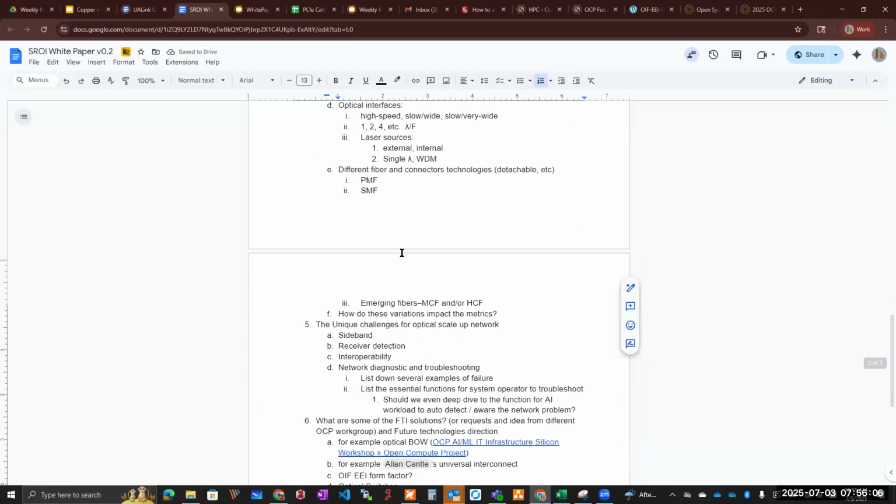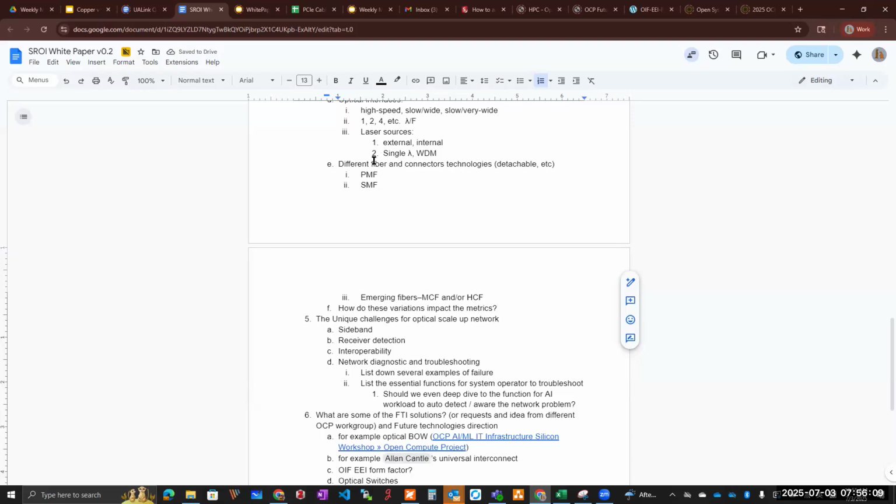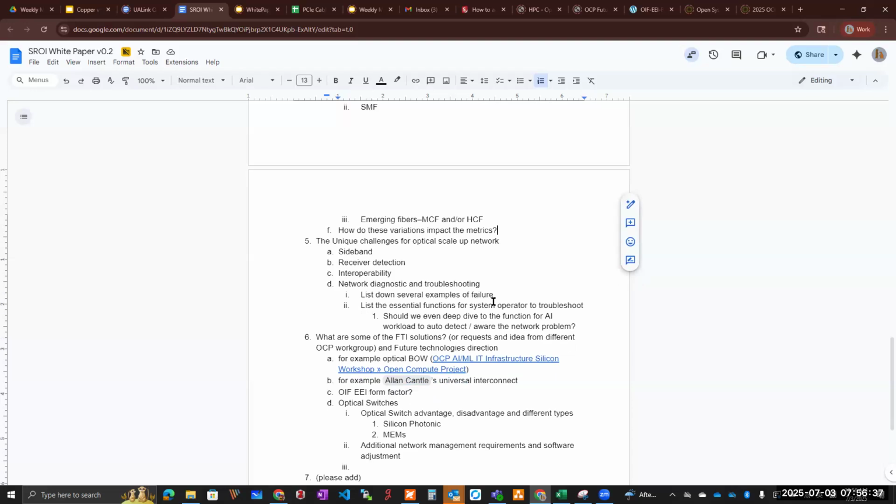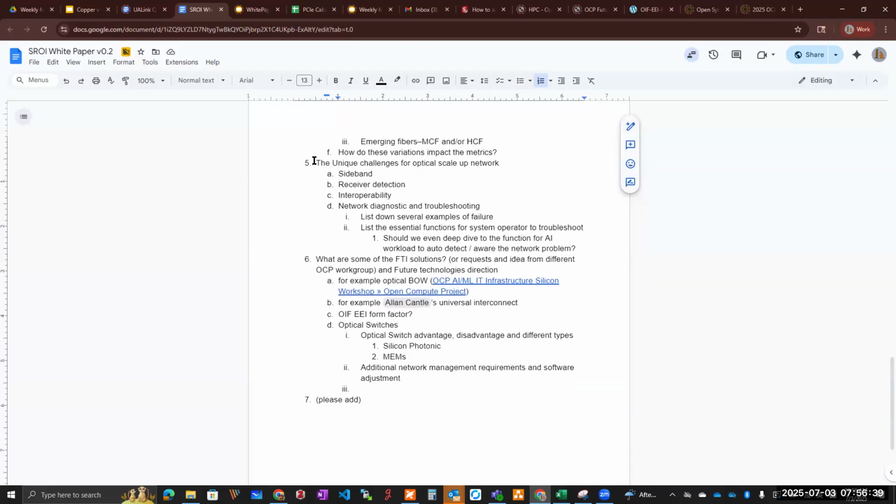With different kinds of fiber, is there some more mature fiber, single-mode, multi-mode, something like that, and in the hollow cores, or anything that could further reduce the latency. And then I add one additional section in here. I think there's some unique challenge if you want to implement the optical scale-up interface.